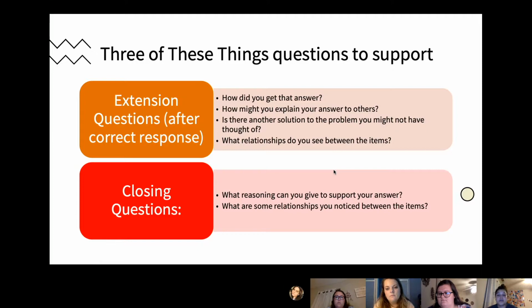For after the correct response, I could say, how did you get that answer? How might you explain this answer to others? Is there another solution to the problem you might not have thought of? And what relationships do you see between the items?